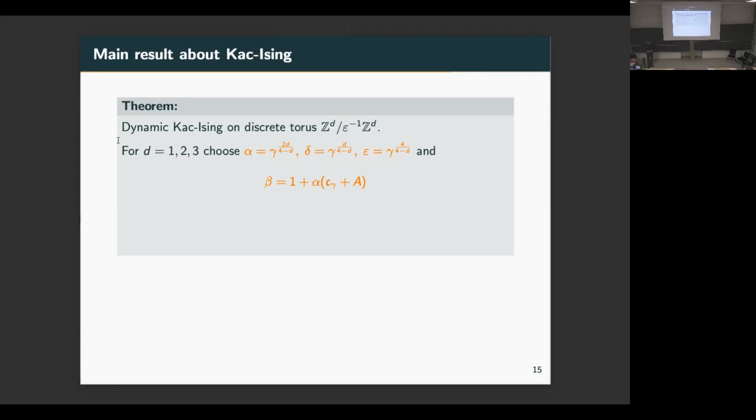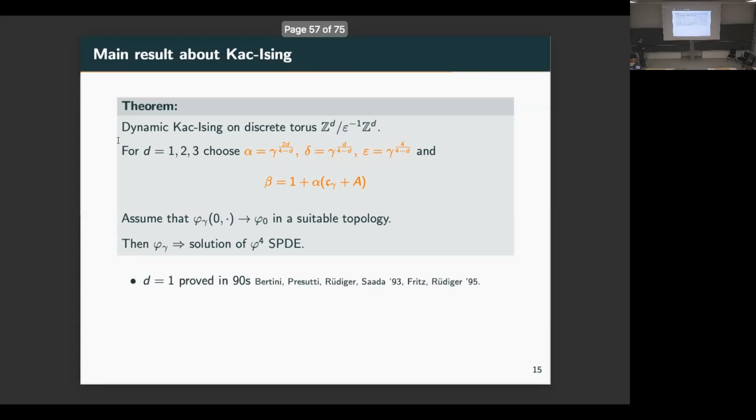So I should really say that the C gamma is exactly the renormalization constant that we had seen in the limiting equation. The statement goes, and this is a statement on dynamics: we assume that we have convergence of initial datum in a suitable topology. And then indeed, these Kac-Ising things, rescaled in the correct way, do converge to the solution of this Phi-4 SPDE.